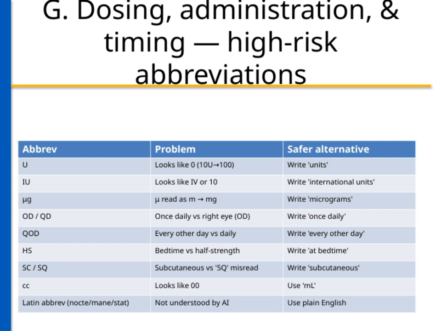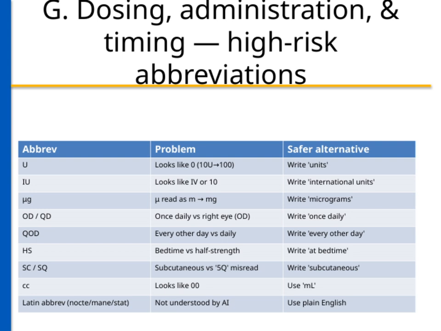Instead, write international units. Moving on to MUG, where the Greek letter mu can be misread as M, leading to milligrams instead of micrograms. Here, it's best to write micrograms explicitly. Now for OD and QD, these abbreviations stand for once daily, but they can also be mistaken for right eye, especially with OD. So to prevent mistakes, write once daily.